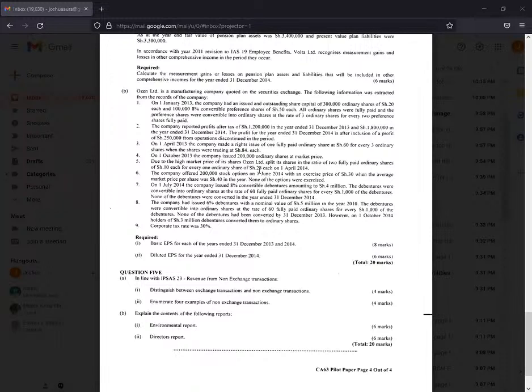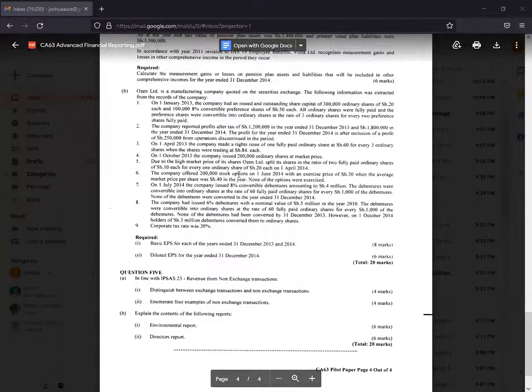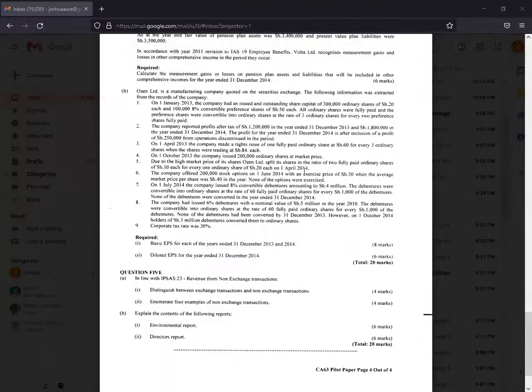So due to the high market price of its shares, Ozen Limited split its shares in the ratio of 2 fully paid ordinary shares of shillings 10 each for every 1 ordinary share of shillings 20 each on 1st April 2014.